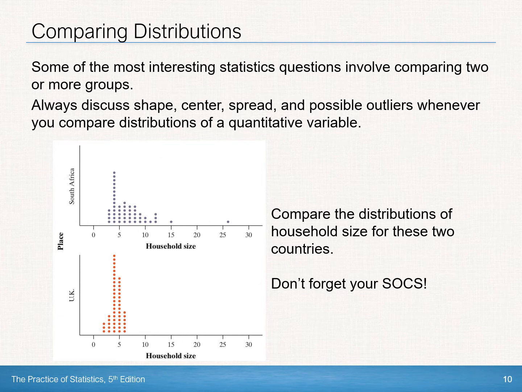So for comparing distributions, you always want to use shape, center, spread, and outliers if they're there, and use comparative language. So if I was looking at these two households, why don't you pause and look at these two household sizes and think of some ways to compare the two.